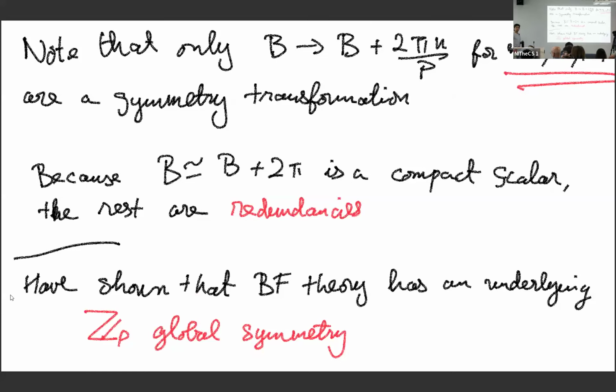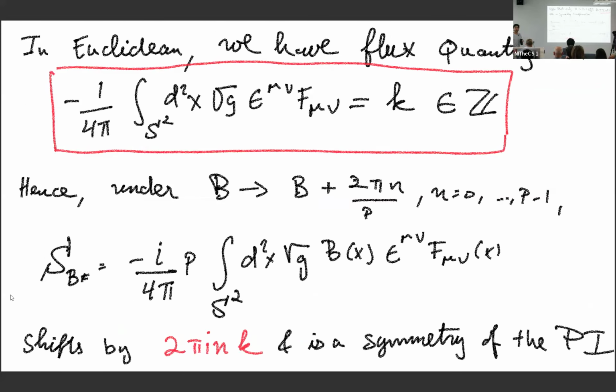Could you have taken B to be 2 pi over P symmetric from the beginning? No, so B and B plus 2 pi are identified. That's what I imposed by hand. That one is a symmetry of the action. You impose 2 pi periodicity because it's more interesting. Right. One I would call a gauge symmetry, and the other I would call a global symmetry.